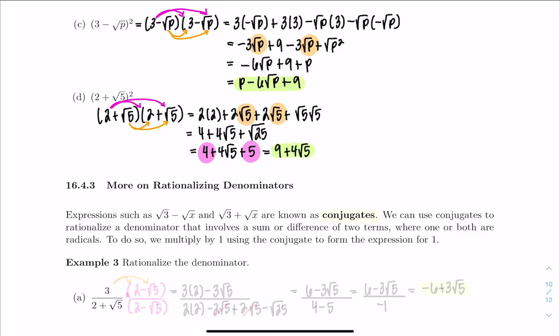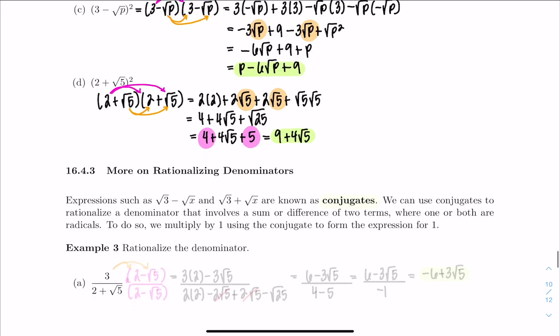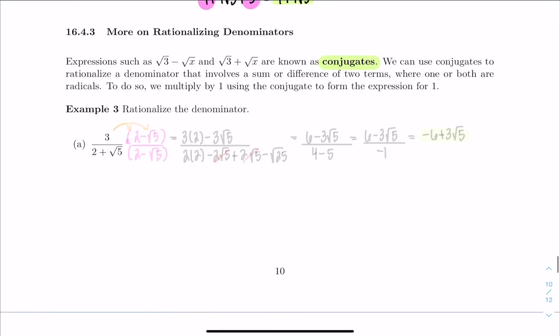And we're just going to cover a little bit more on rationalizing denominators. So expressions such as square root of 3 minus square root of x and square root of 3 plus the square root of x are known as conjugates. So they have the same terms, but the sign in the middle changes. And we can use these conjugates to rationalize a denominator that involves a sum or difference of two terms, where one or both are radicals. So to do so, we want to multiply the top and bottom by the conjugate of the denominator.